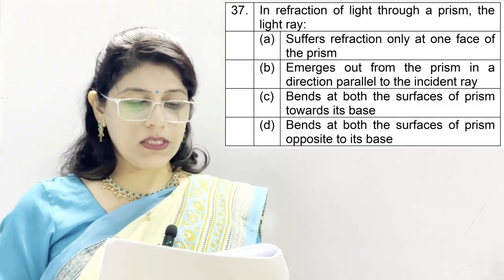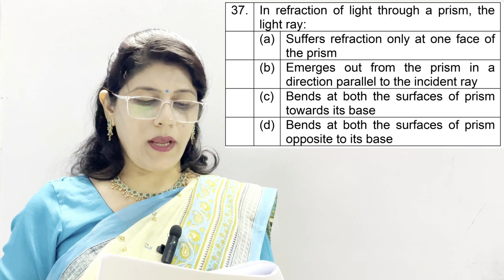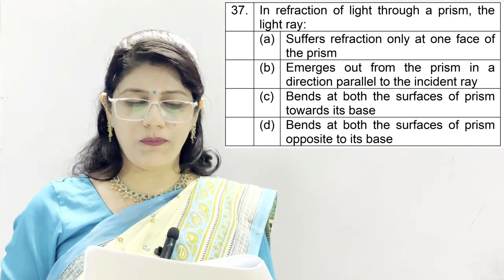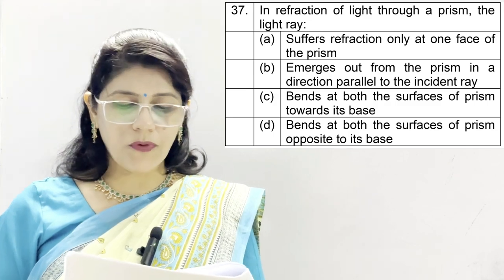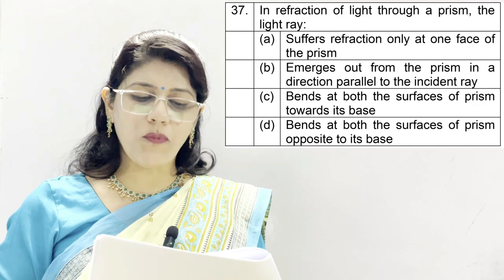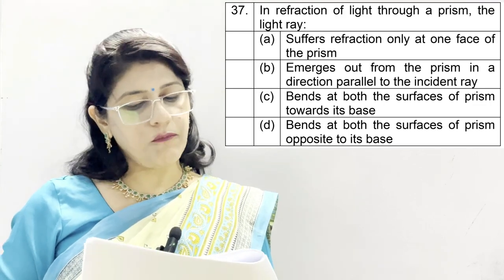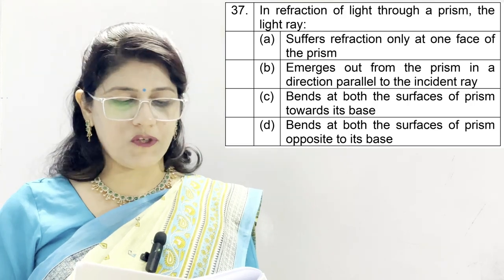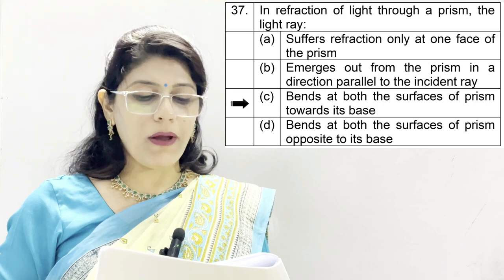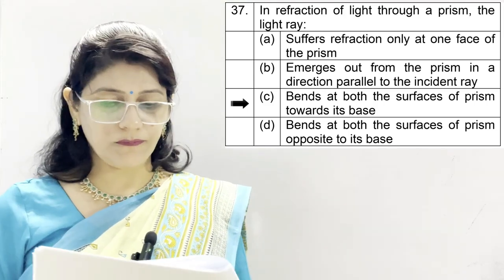In question number 37, in a refraction of light through a prism, the light ray, option A, suffers refraction only at one face of the prism. B, emerges out from the prism in a direction parallel to the incident ray. C, bends at both the surfaces of the prism towards its base. And D, bends at both the surfaces of the prism opposite to its base. And the correct option is C, which means bend at both the surface of the prism towards its base.